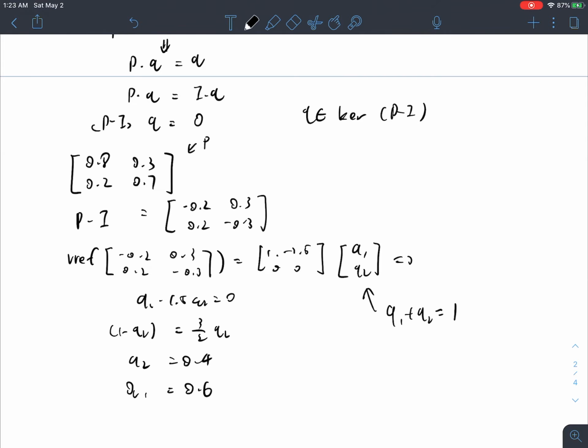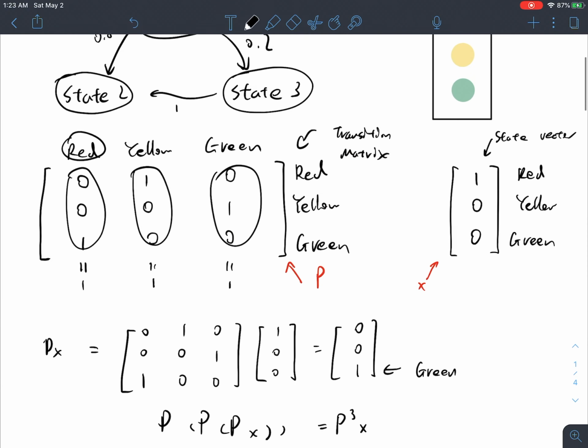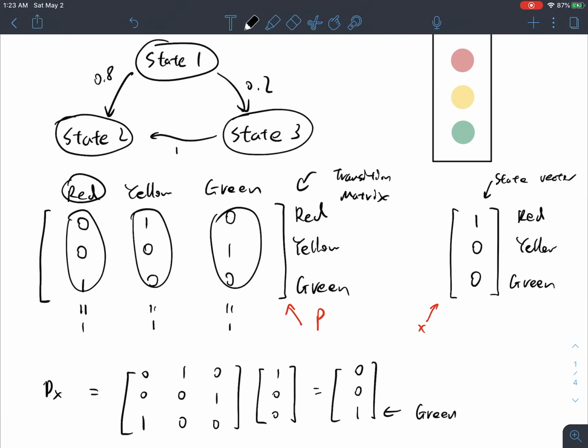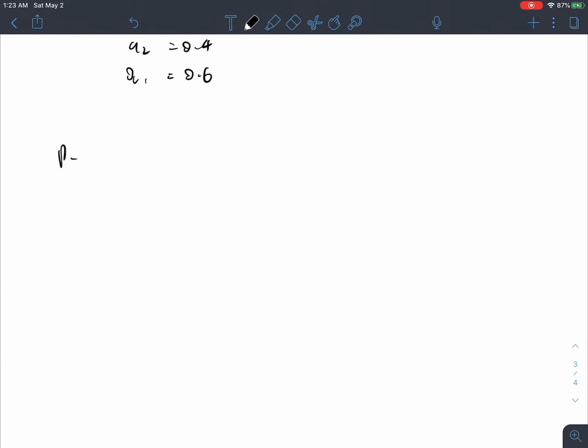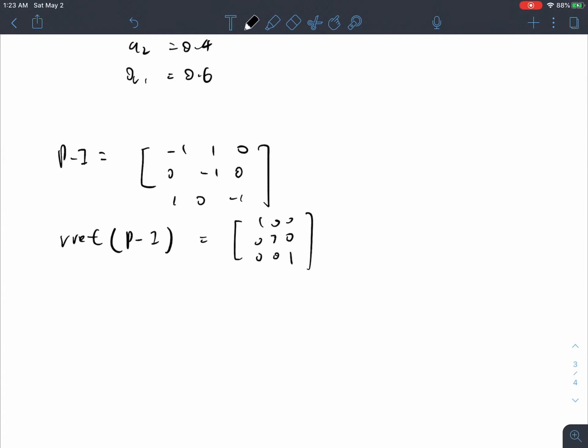Let's try this method again with the matrix from the traffic light example, which we know does not have a steady state because the traffic light alternates between three states, red, yellow, and green, and does not converge into a specific state. We have P minus I equals negative 1, 0, 1, 1, negative 1, 0, 0, 1, negative 1. We'll reduce it. We have the identity matrix. That means the kernel is 0. That means there is no such vector that makes P minus I times this vector equal 0, which is correct because we know that this matrix does not have a steady state vector.